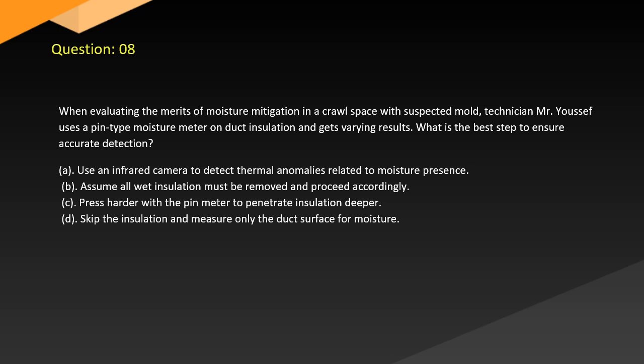Question 8. When evaluating the merits of moisture mitigation in a crawl space with suspected mold, technician Yosef uses a pin-type moisture meter on duct insulation and gets varying results. What is the best step to ensure accurate detection? A. Use an infrared camera to detect thermal anomalies related to moisture presence. B. Assume all wet insulation must be removed and proceed accordingly. C. Press harder with the pin meter to penetrate insulation deeper. D. Skip the insulation and measure only the duct surface for moisture.